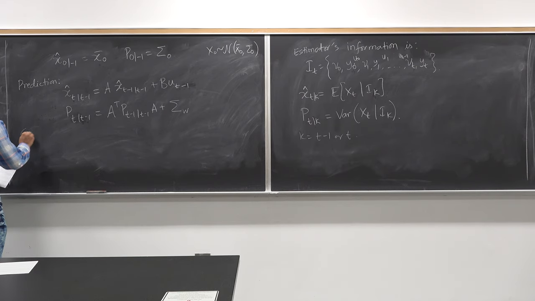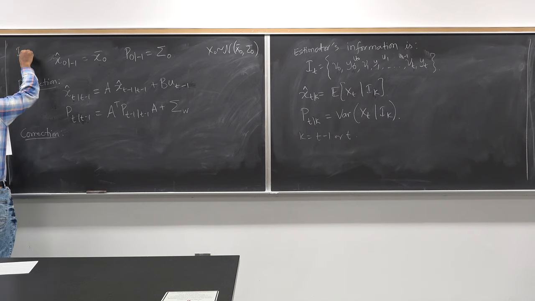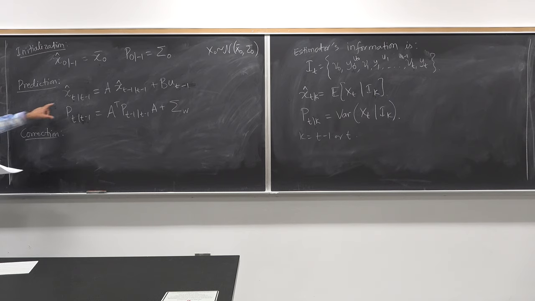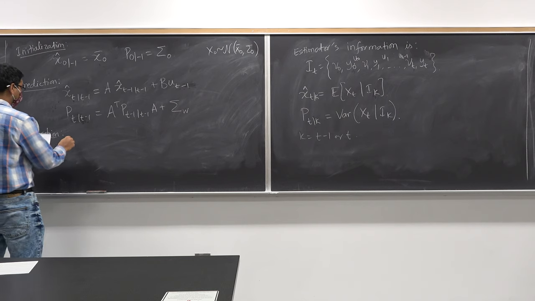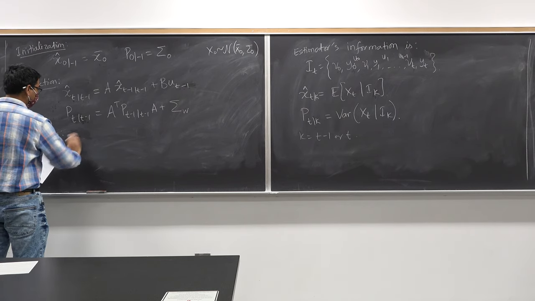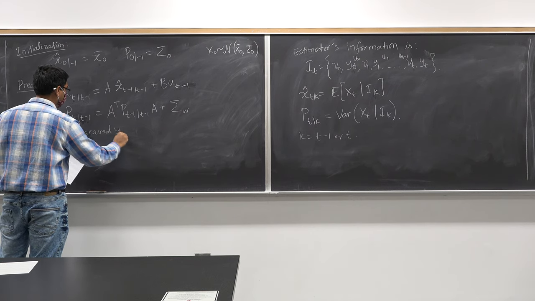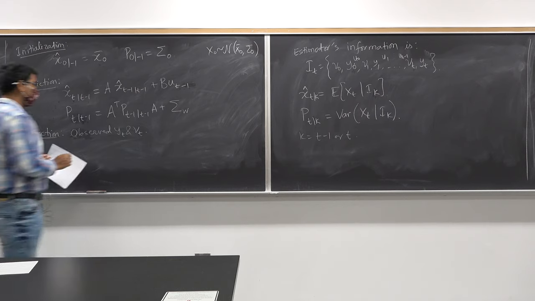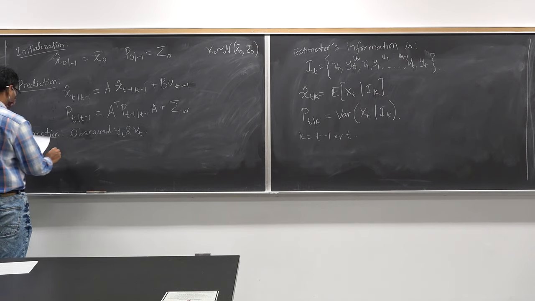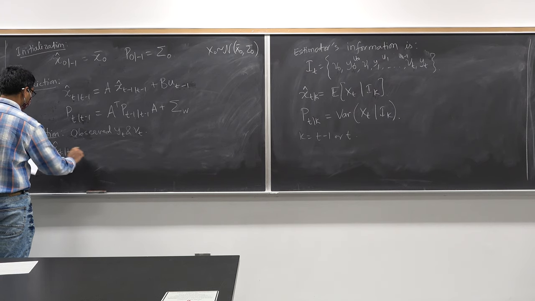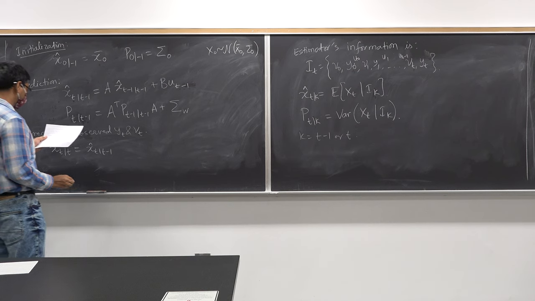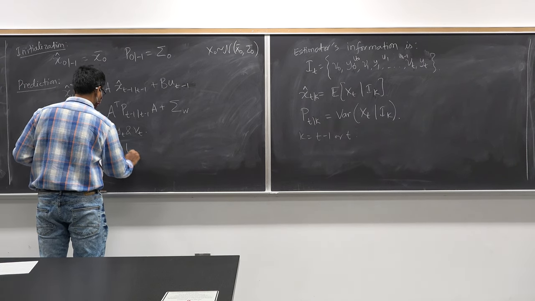Okay. And then you have a correction step. Oh, this is initialization. So at time 0, this is how you initialize, and then you predict, and then you correct. At the correction time, you have already observed y t and nu t. So now the question is, what should x hat t given t look like? This is x hat t given t minus 1 plus L t.